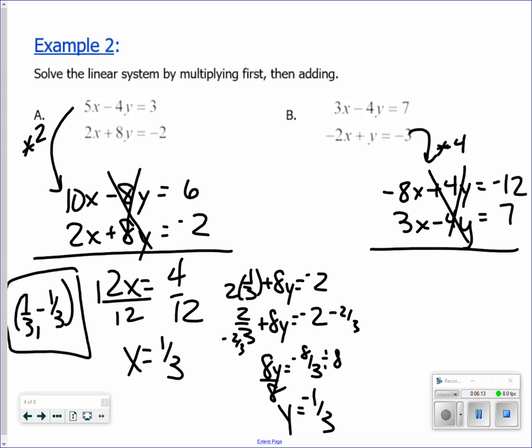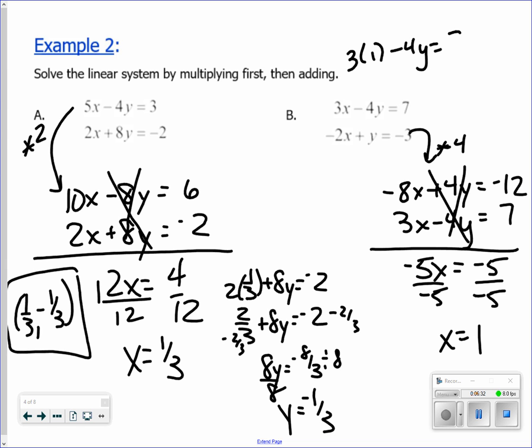The y's would cancel, leaving me with -5x adding and -5. So this one is a much better example. X is equal to 1. Now I'm going to go back up into the original question, and in one of the two problems, I'm going to put 1 in for x. So I'm going to do the top one. 3 times 1 minus 4y is equal to 7. So I'm going to subtract 3 and divide by -4. So y would equal -1.